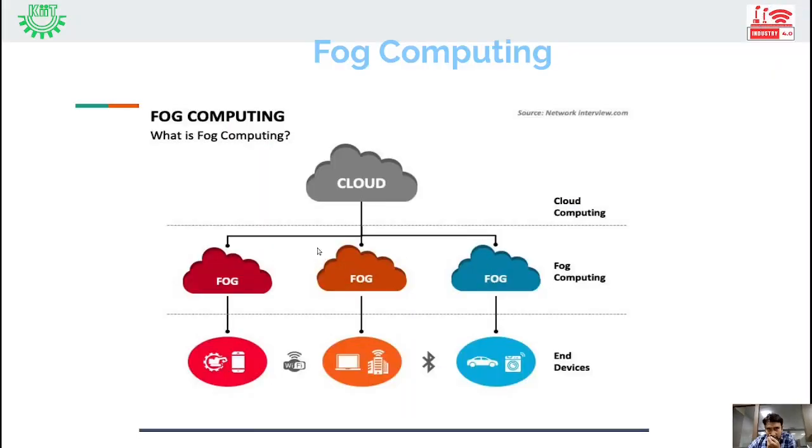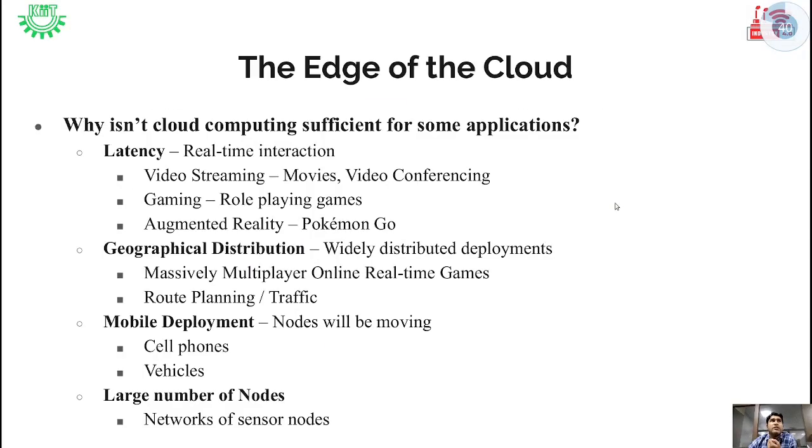Okay, so now let us discuss another kind of distributed computing, which is fog computing. However, before discussing fog computing, we have to understand why we would use fog computing. Actually, there are a number of issues in cloud computing for which we have to move to something like fog computing. The major issue is latency.